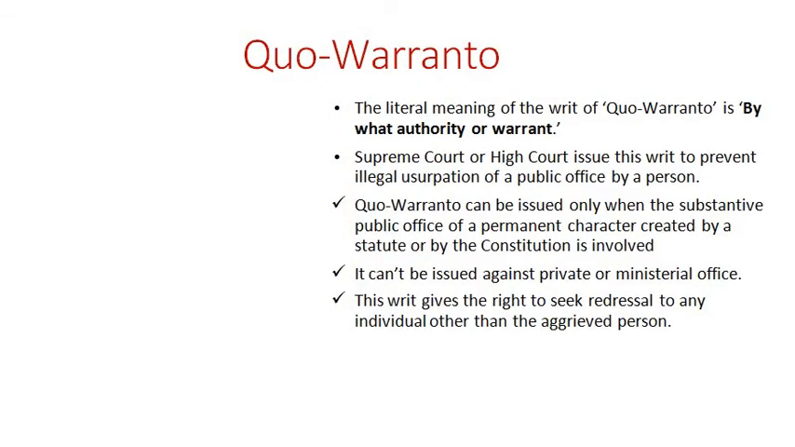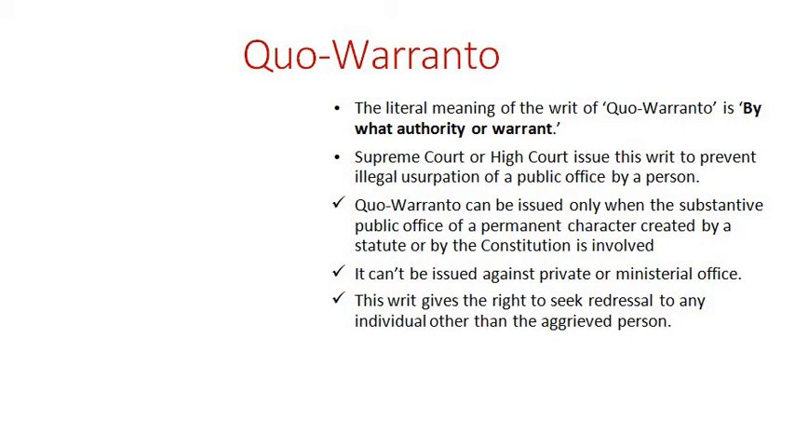Then comes quo warranto. It means by what authority or warrant. The Supreme Court or High Court issues this writ to prevent illegal usurpation of a public office by a person. If anyone is getting arrested, then he or she has a right to ask for the warrant, and the Supreme Court and High Court issue that warrant for arresting or any other public affairs. It has been given under quo warranto.